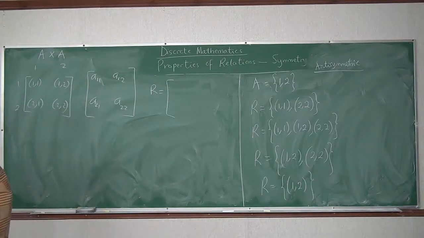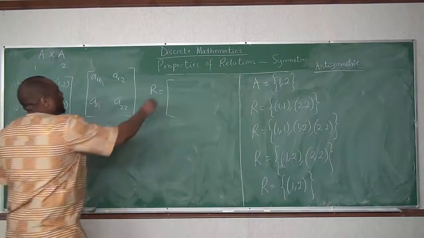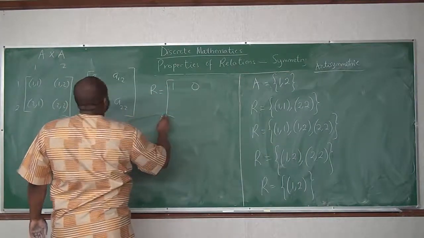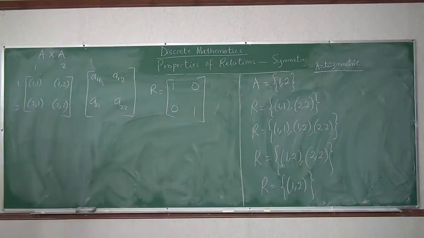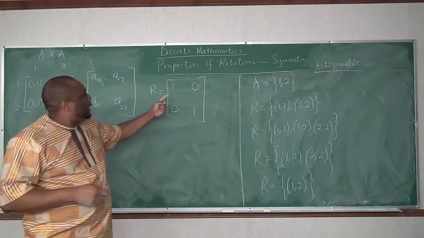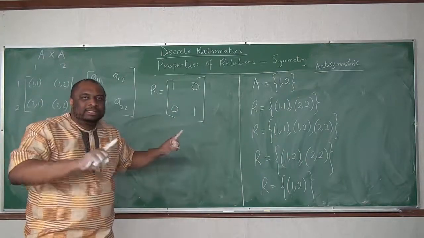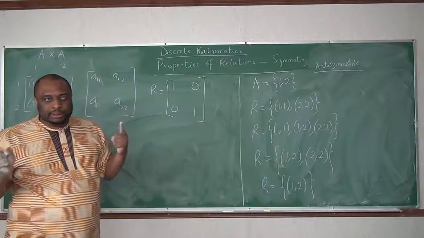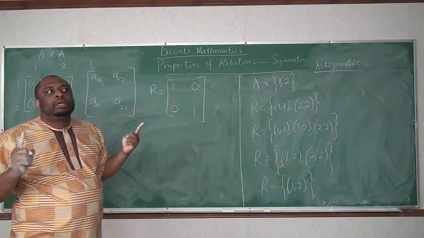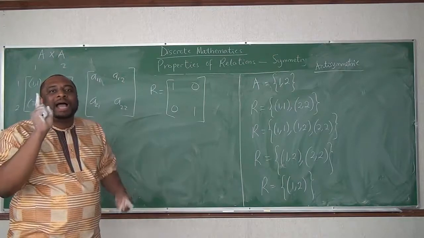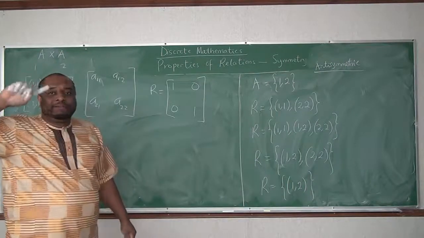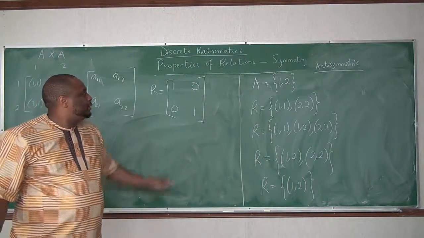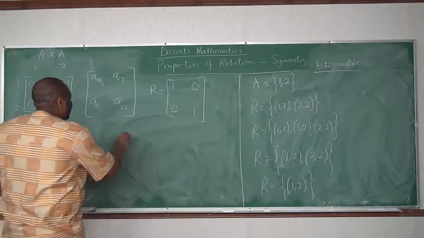So the first one is 1, 1 and 2, 2. With antisymmetric, you can see that for 1, 2 and 2, 1, in this case you don't have it at all. But if you have one of them, you must not have the other one. So this is antisymmetric. You could also have it this way.